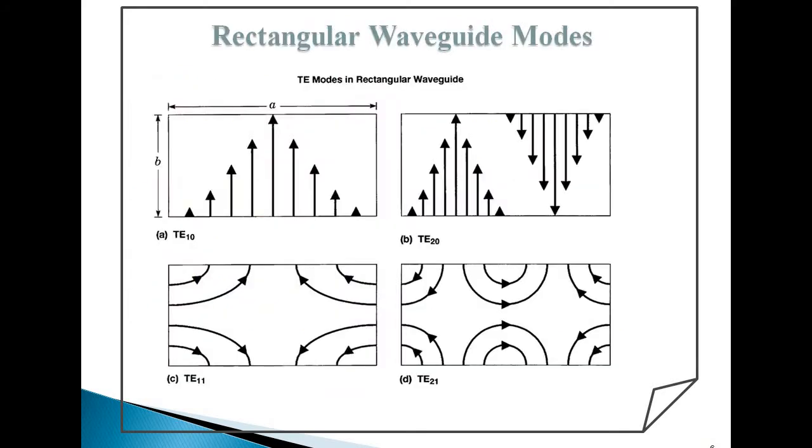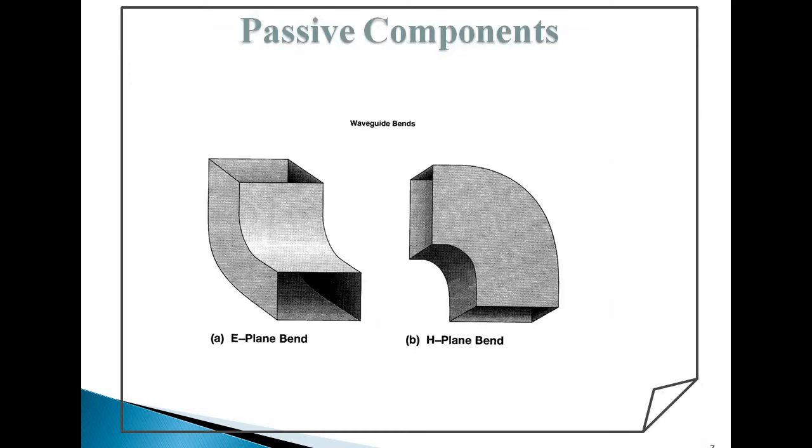Rectangular guides ordinarily have dimensions with the ratio A equal to 2B, where A defines length and B width. Here the figures for TE10, TE20, TE11 and TE21 modes for rectangular waveguides have been shown. Passive components. At first, bend. A bend in a waveguide is a 90-degree turn that distorts either the magnetic or electric field. An E-bend, also known as easy bend, distorts the electric field, whereas an H-bend distorts the magnetic field.